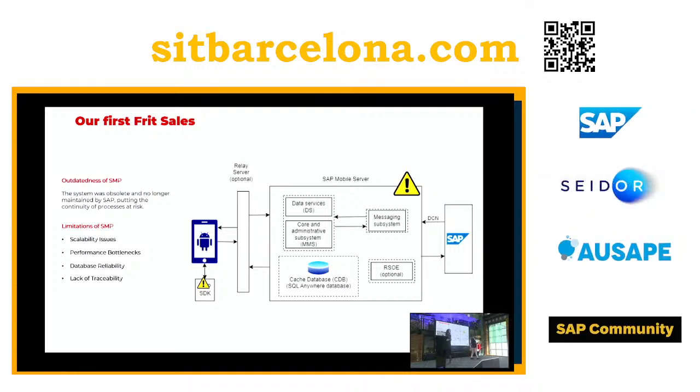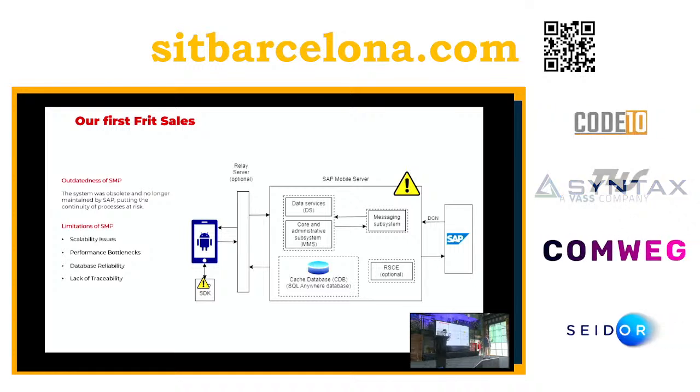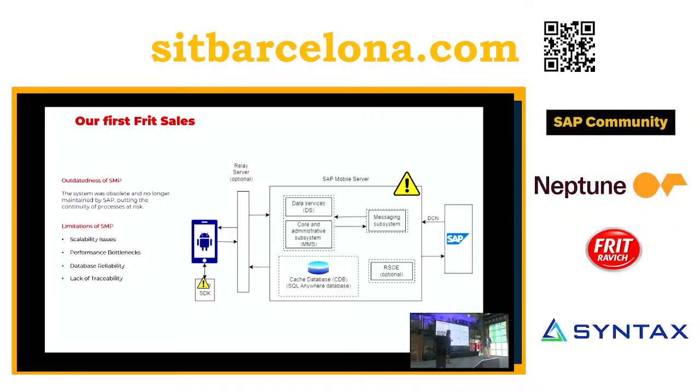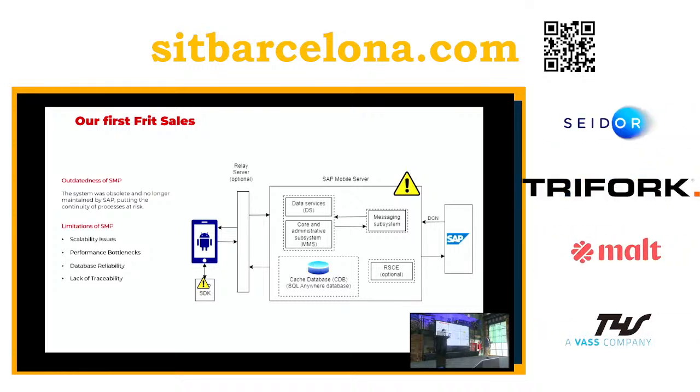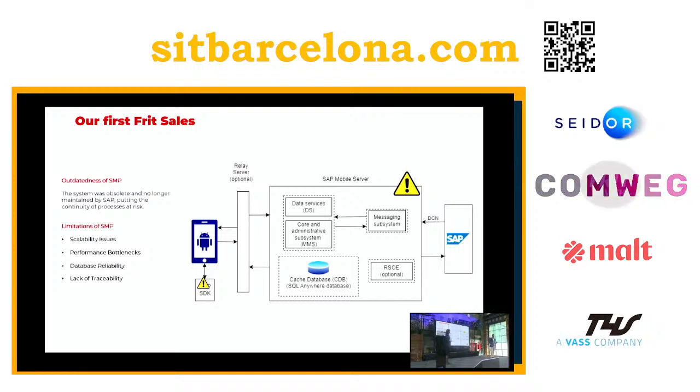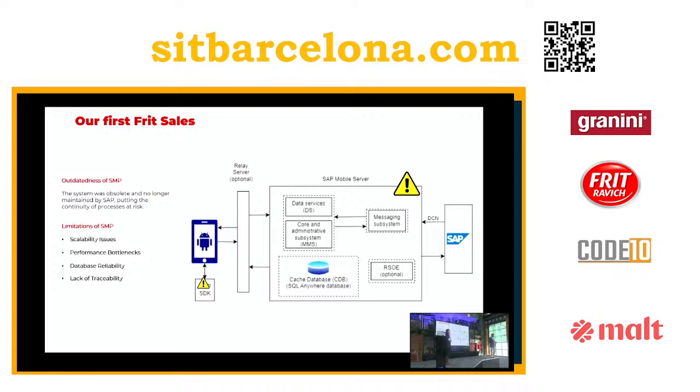Hello, everyone. As Maria just said, we needed a new solution to replace SMP, one that could offer better performance, scalability, and traceability. SMP was an on-premise middleware developed by SAP. Its purpose was to bridge the gap between SAP and mobile devices. It also offered key functionalities like tools for mobile app development and offline capabilities.